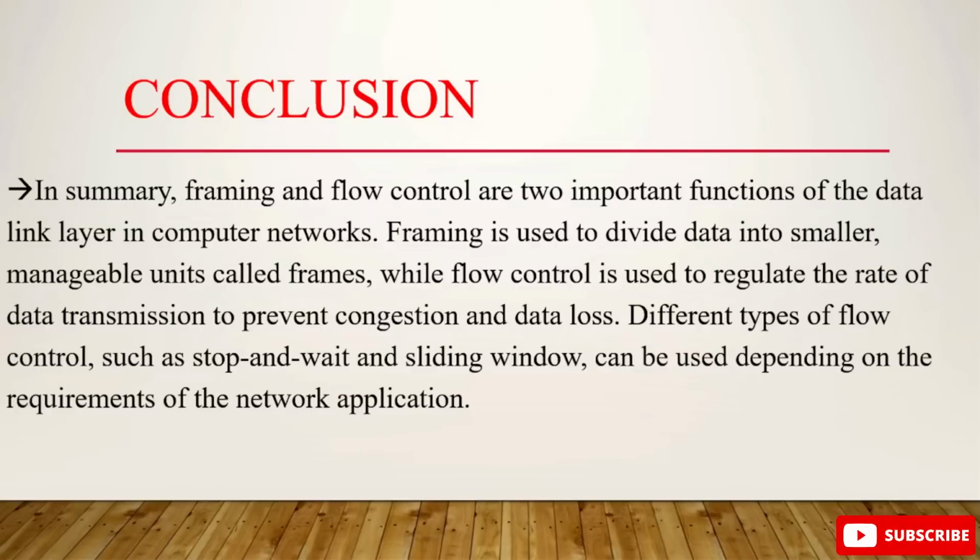So we can summarize this lecture as follows. Framing and flow control are two important functions of the data link layer in computer networks. Framing is used to divide data into smaller, manageable units called frames, while flow control is used to regulate the rate of data transmission to prevent congestion and data loss. Different types of flow control such as stop and wait and sliding window can be used depending on the requirements of the network application.